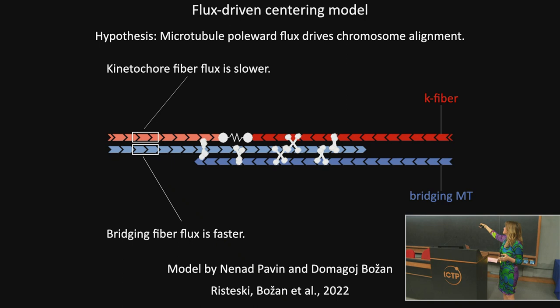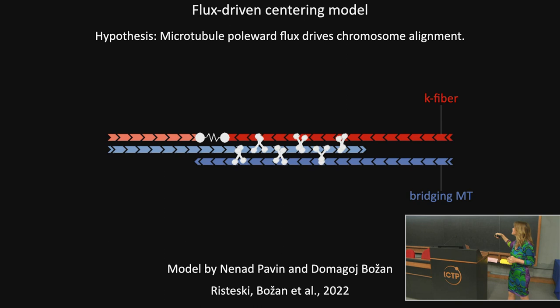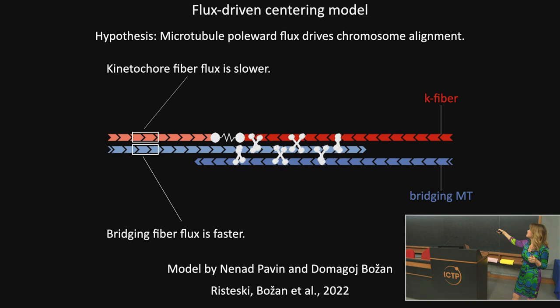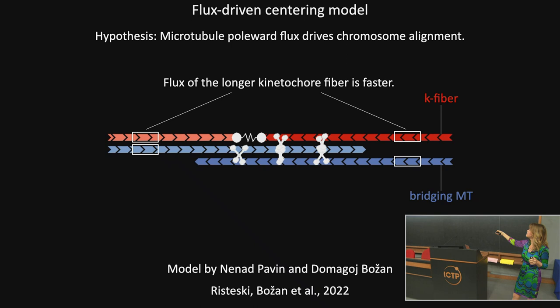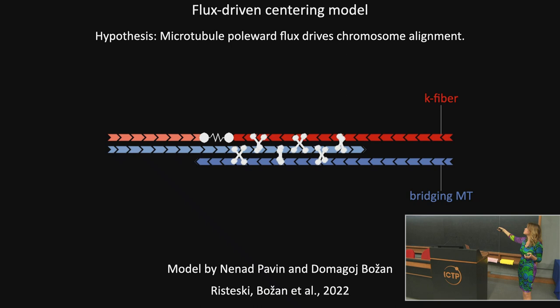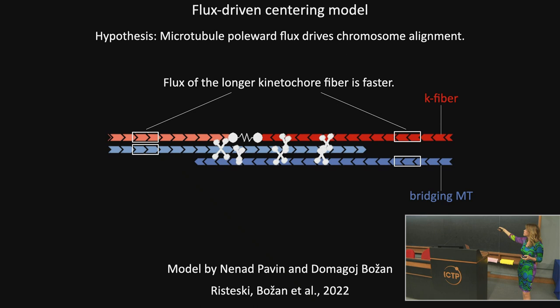And now this model gives two very interesting predictions, which are shown here. The first one is that the bridging microtubules flux at a faster rate than the kinetochore microtubules. And the second one, the most important one, is that the poleward flux of the longer kinetochore microtubule is faster than the flux of the shorter one. The reason for this is that the longer kinetochore fiber has a longer overlap with the bridging microtubules, has more motors there, and the force will be higher. And the consequence of this is that the chromosome will go to the center, because the longer one will pull it more than the short one.